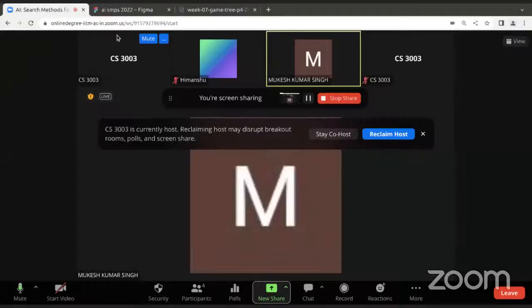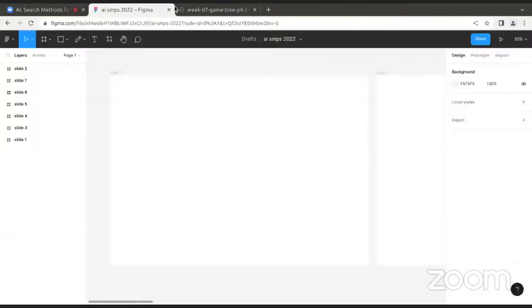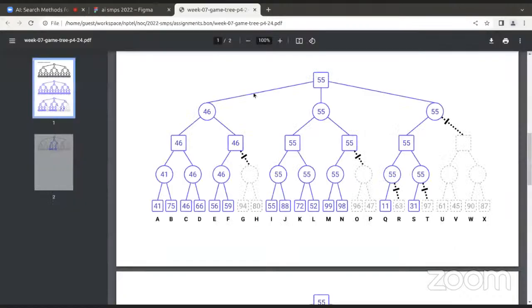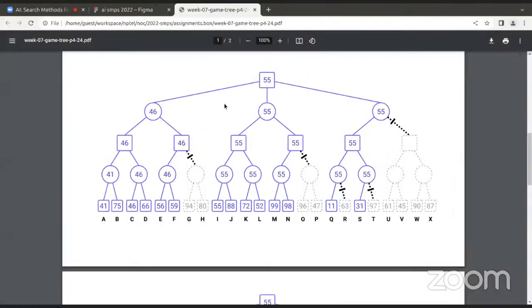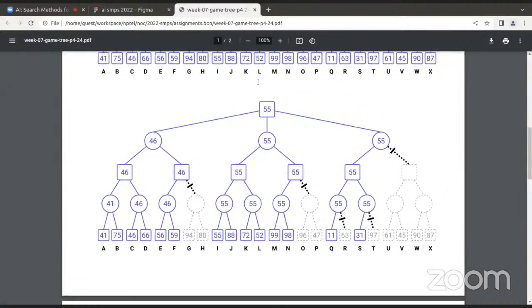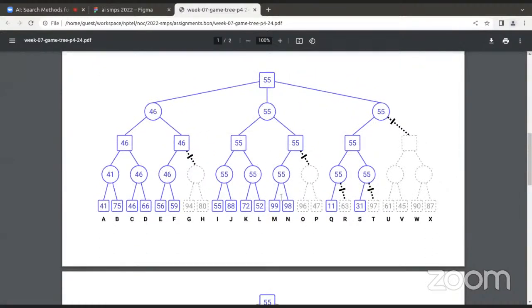Okay, this is the screen I want to share. This is the final snapshot after alpha and beta terminates. Okay, so now ask your question.